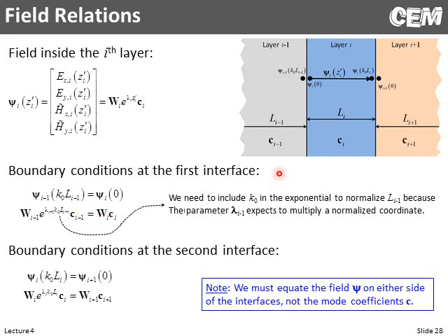We do the same thing at the second interface. So on the left side of the second interface, we have psi at k0 times Li. And on this other side, we have psi sub I plus 1 in the I plus 1 layer at 0.